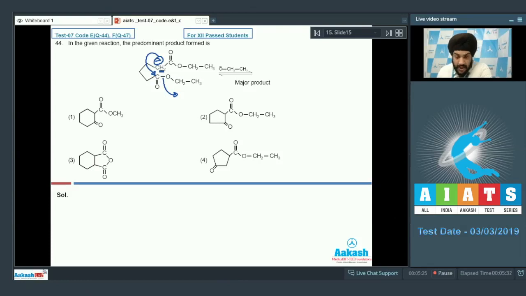So we're going to have the formation of a 5-membered ring in this case. And the carbonyl shall be present at this position. This is the new bond which is formed. And the other ester group shall be present. So this is the product which is formed in this reaction. And if you look at the options, we can clearly see that we have to select the second option as the correct answer to question number 44. Let us look at the next question.